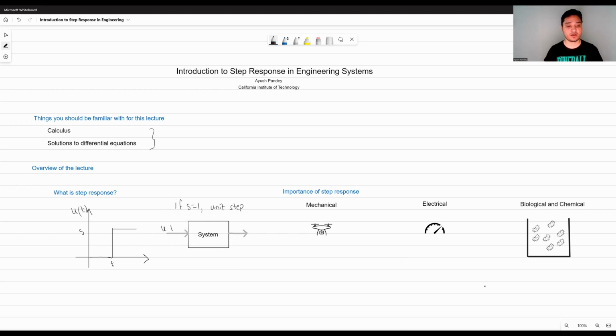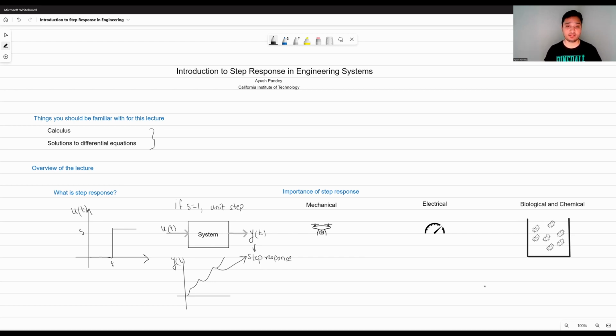So the response of this system to u(t), let's call it y(t), will be called the step response. And if we want to plot that y(t) with time, it can be anything. It would be dependent on the system, obviously, and this response is the step response. Now, the natural question to ask here is, why do we want to study this very particular kind of input or response of systems to that input?